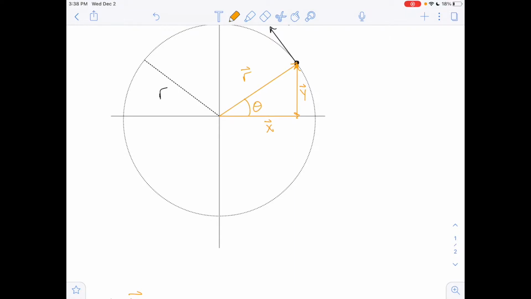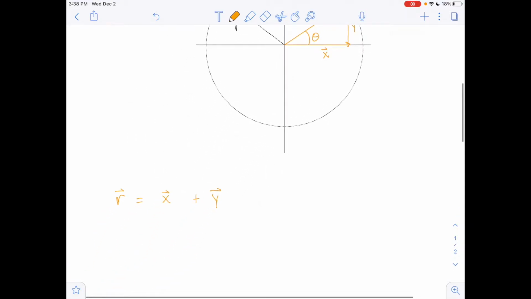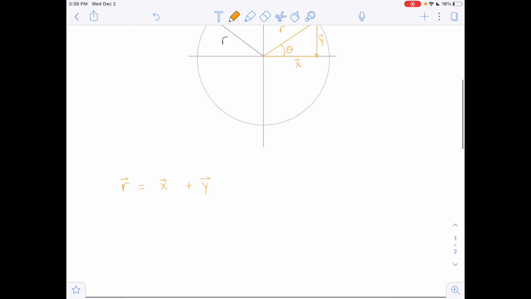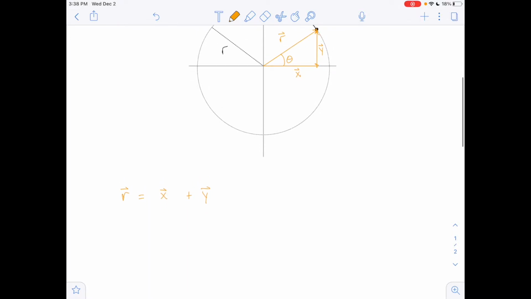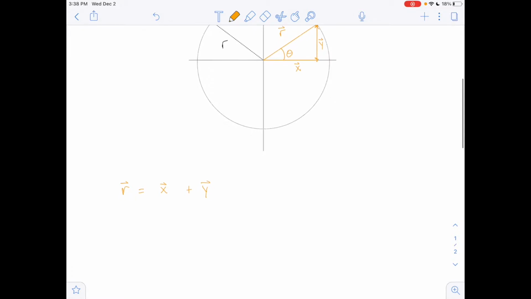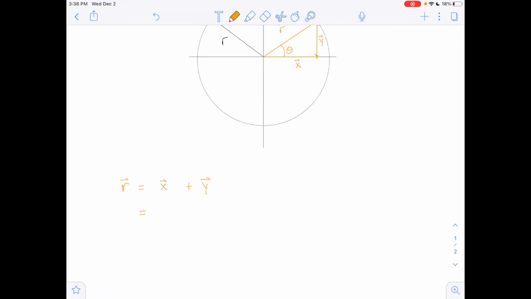It's more useful when dealing with circular motion to describe position as the distance from the origin, which would be the radius of the circle, and the angle from the x-axis. So here we could replace each component with a value related to the radius of the circle and the angle. The x component is equal to r cosine theta, and the y component is equal to r sine theta. So that's how we could describe the position.